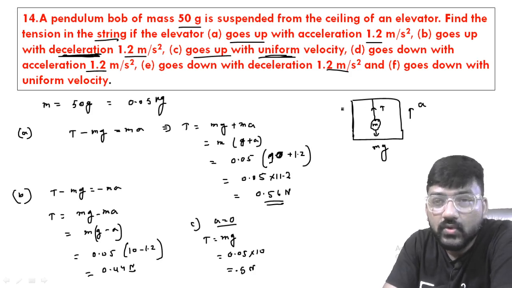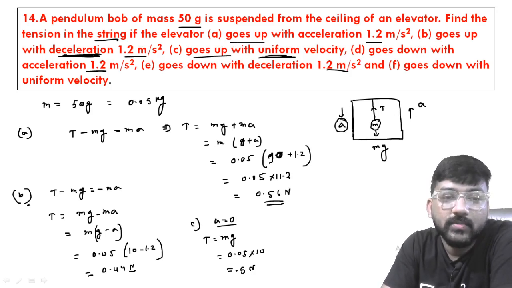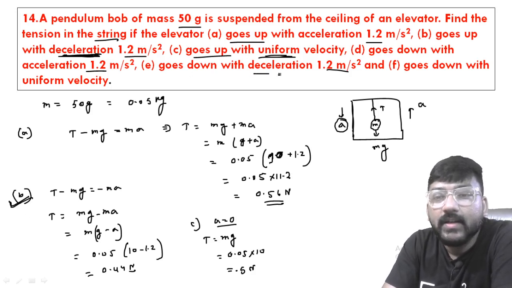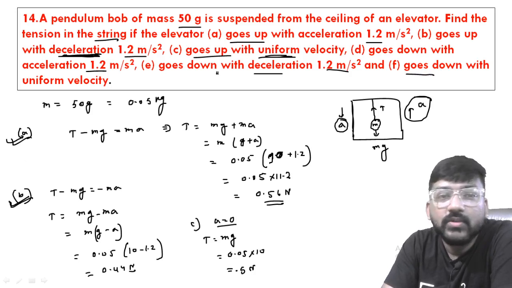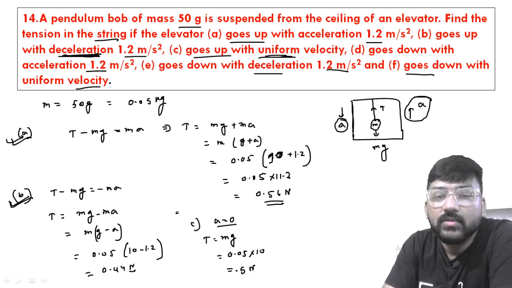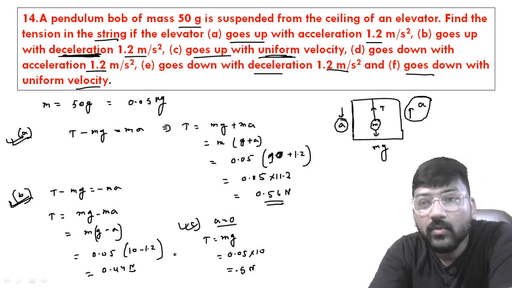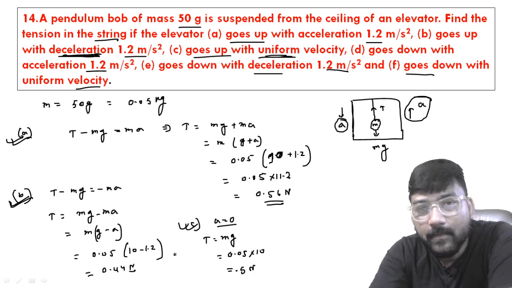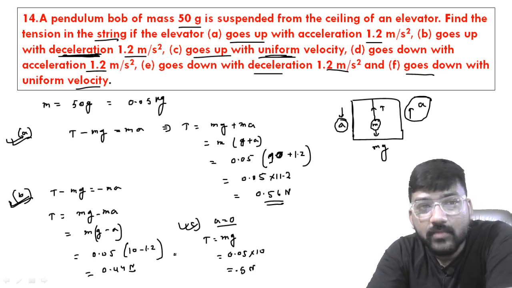If it goes down with acceleration, that is the same as goes up with the deceleration. So it will be same as case B. And goes down with deceleration will be same as goes up with acceleration. So it will be same as option A. And goes down with uniform velocity, again acceleration is 0. That means it will be mg just. So you don't need to solve all this because some are the same thing. Moving up with acceleration is same as moving down with deceleration. So you can solve this question in this way.